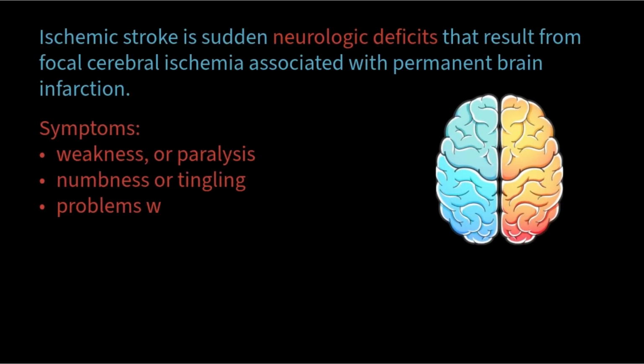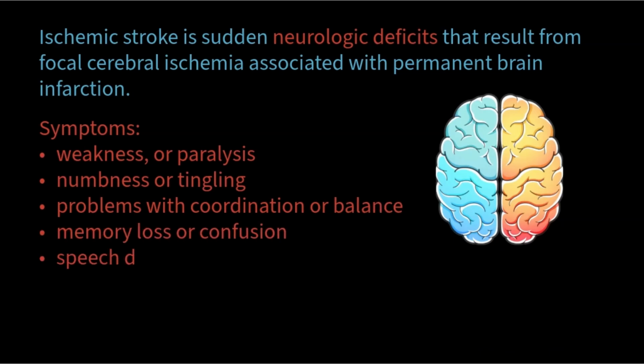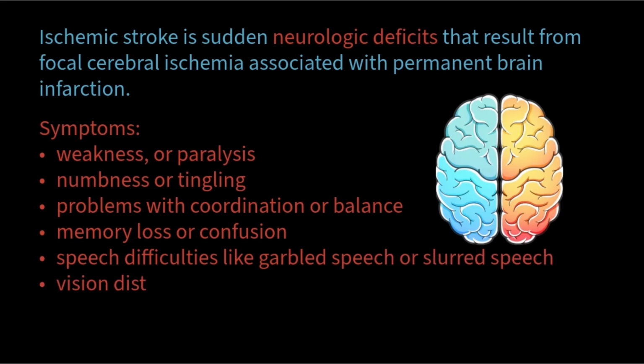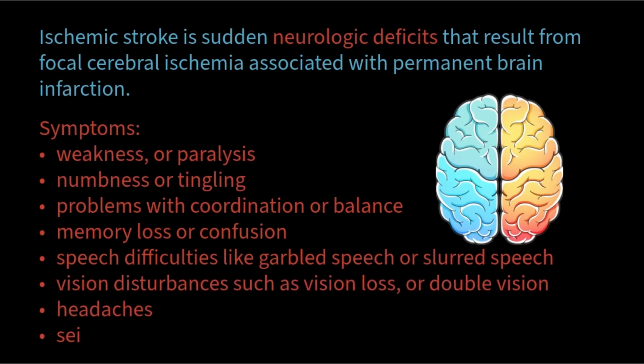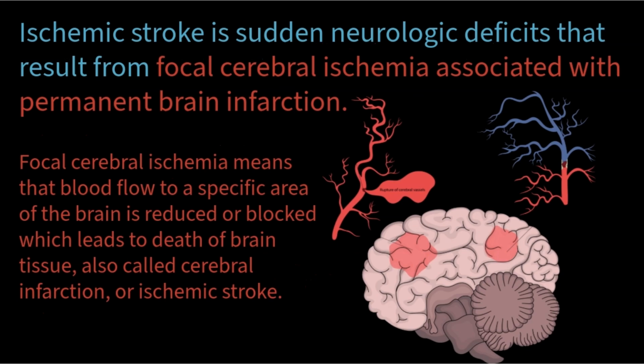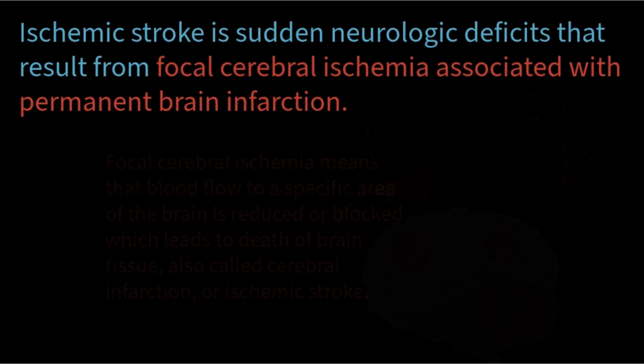Neurologic deficit simply means that the nervous system is not functioning correctly and could cause the patient to experience certain symptoms like weakness or paralysis, numbness or tingling, problems with coordination or balance, memory loss or confusion, speech difficulties like garbled speech or slurred speech, vision disturbances such as vision loss or double vision, headaches, and even seizures. Focal cerebral ischemia means that blood flow to a specific area of the brain is reduced or blocked, which leads to death of brain tissue, also called cerebral infarction or ischemic stroke.